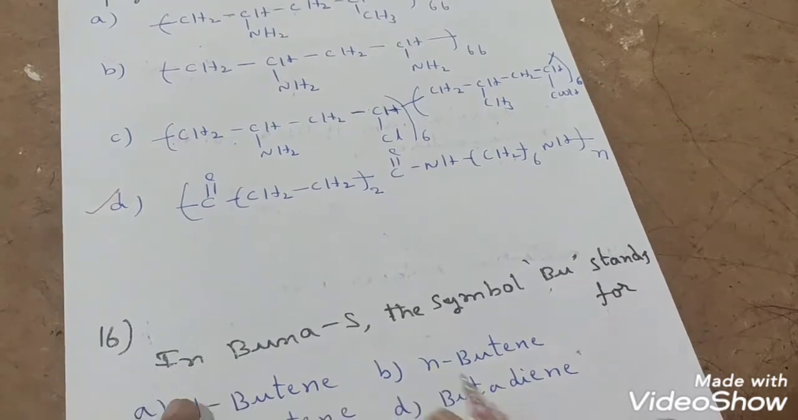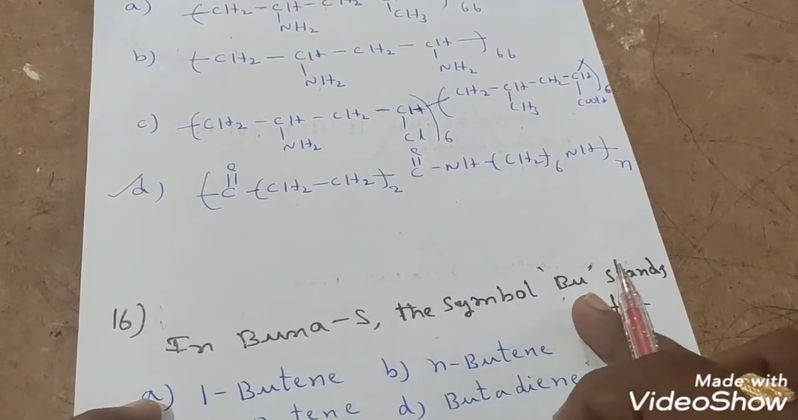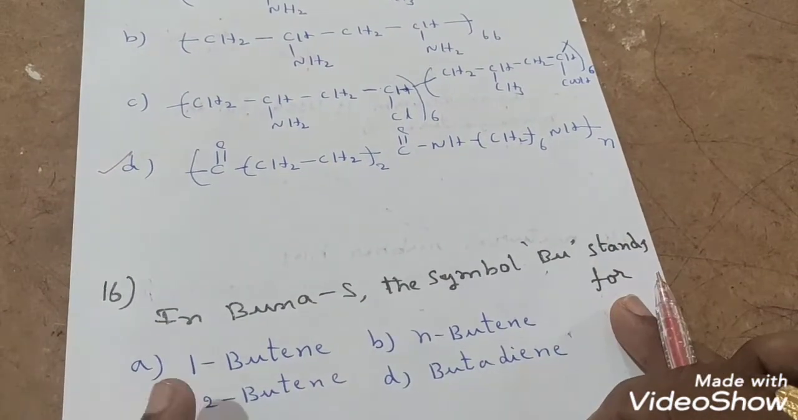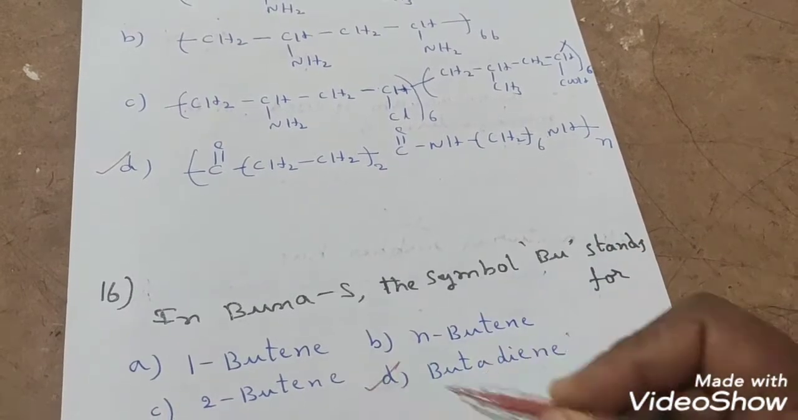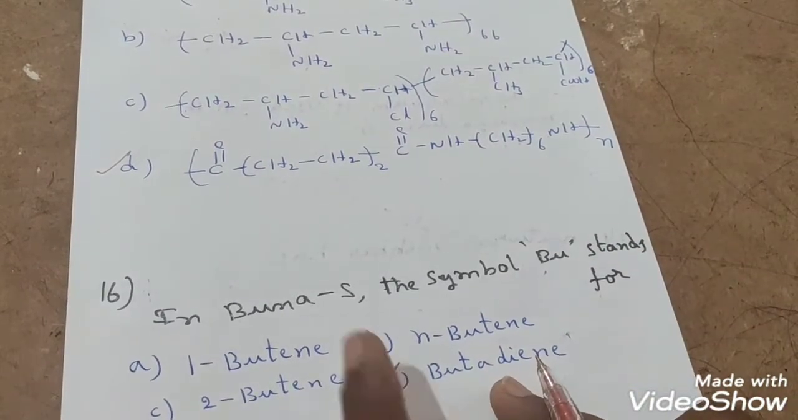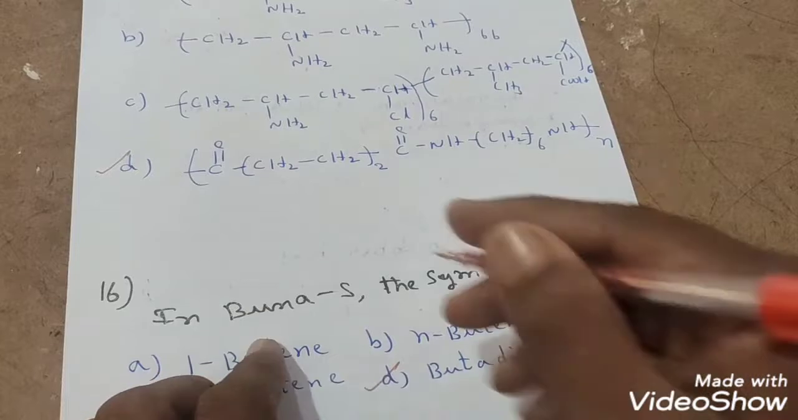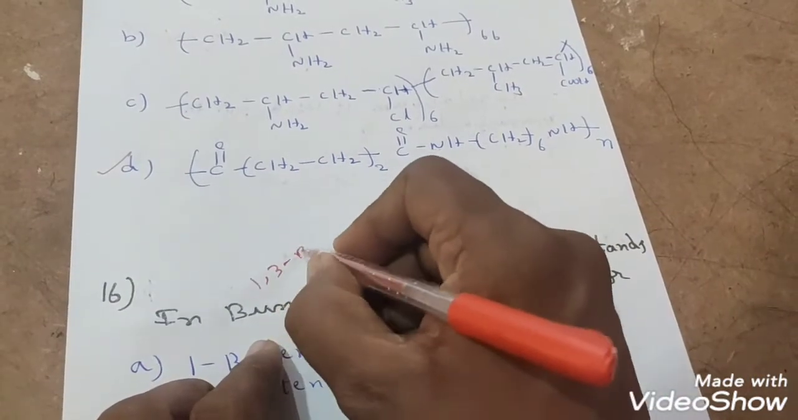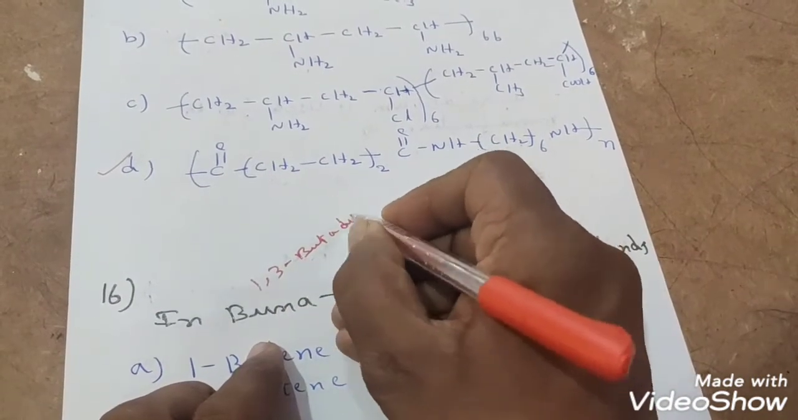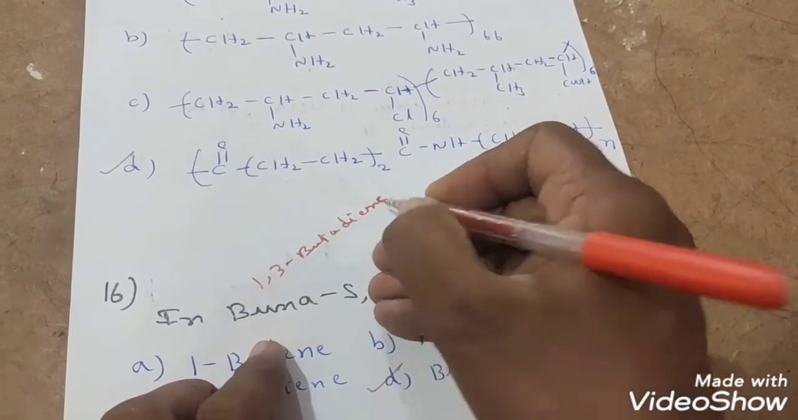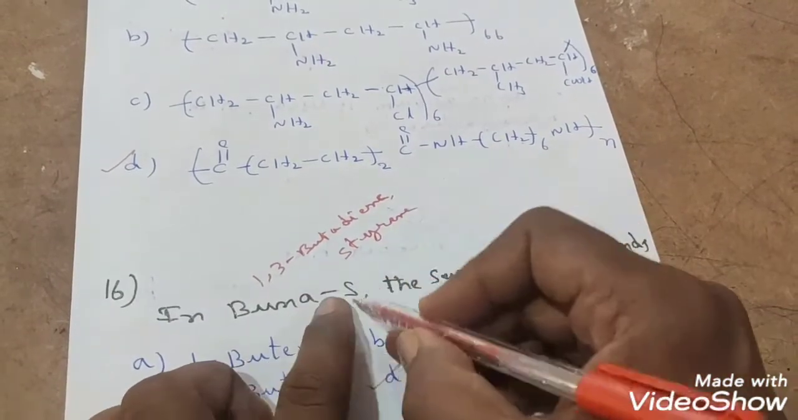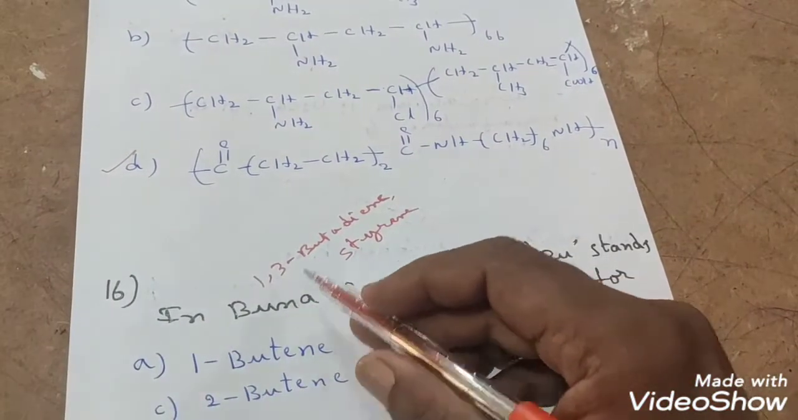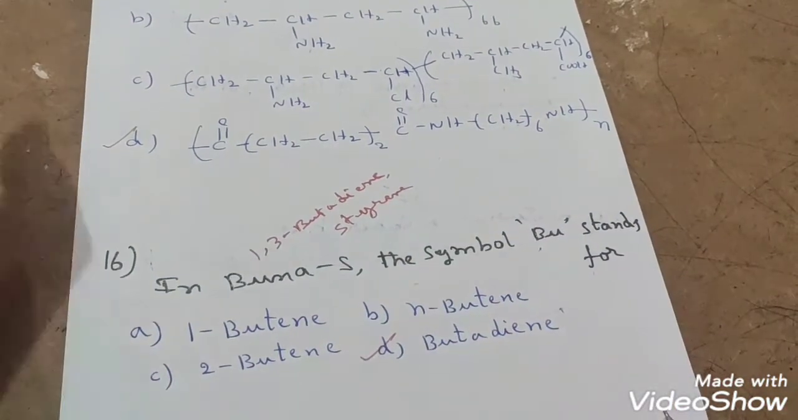Okay, next question, if you observe, in Buna-S, the symbol Bu stands for. Bu stands for what? 1,3 butadiene. So butadiene. Correct or not? In Buna-S, what are the monomer units? 1,3 butadiene and styrene molecules. Correct? Styrene. So, S indicates styrene here. Bu indicates what? Butadiene. Okay?